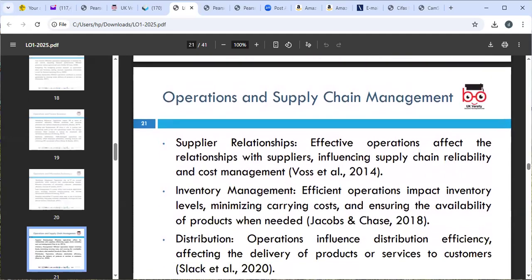Operations and supply chain management. Supply relationships. I clearly indicated prior to the onset of my lecture that for organizational success, you don't only focus on the internal core functions within the organization. You also have to look at the external support groups behind, because you need to have some kind of regular collaboration with external support groups.